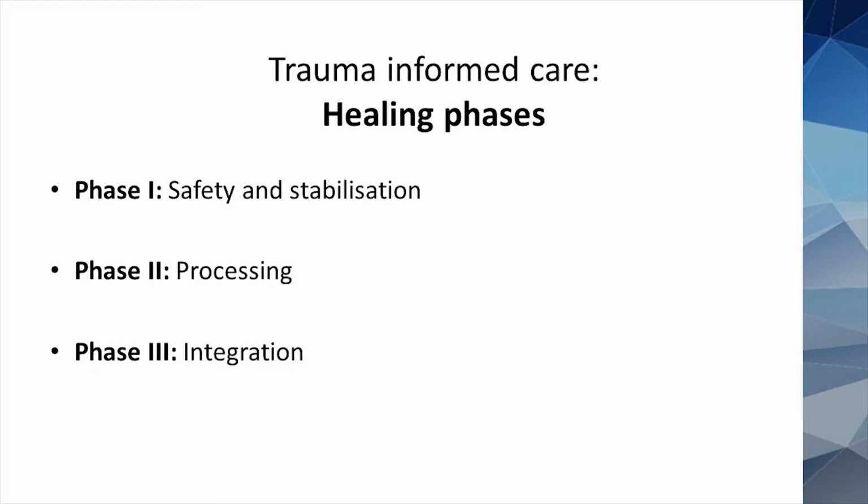Healing from trauma involves 3 phases. Phase 1 is safety and stabilisation. Phase 2 is processing. And Phase 3 is integration. For more detail, please see the Blue Knot Organisation's practice guidelines I have linked to at the end.